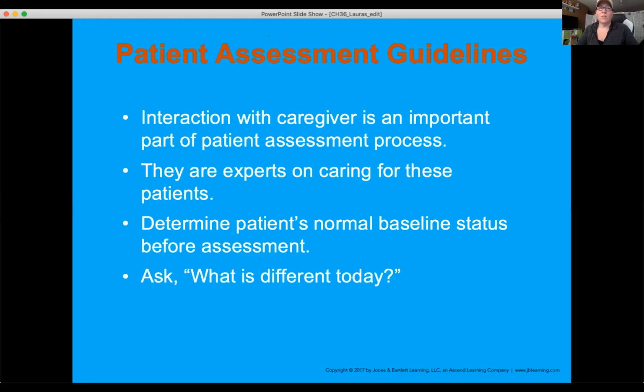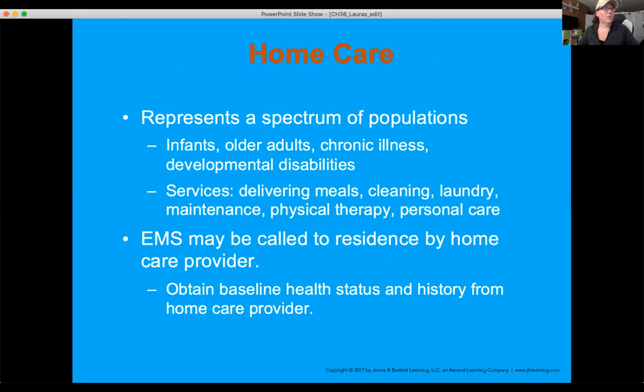Right, so the biggest thing is asking what's different today, what's going on today. You could be there for a completely unrelated issue, and they have any of these challenges, any of these sort of assistive devices or other things that are part of their normal daily routine. So it's important to assess what's new, what's happening today, and then take into account what they have going on and what their past medical history is with regards to some of these situations.